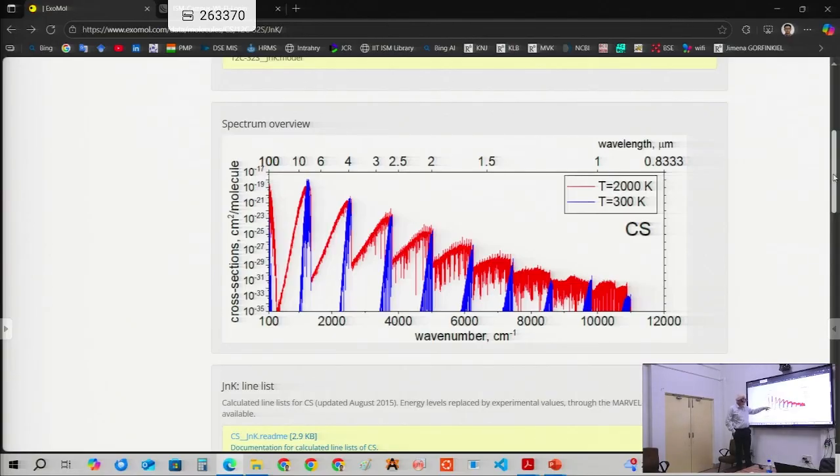So you can see here that at room temperature, 300 Kelvin, you get these rather sharp features. This is a log scale, a rather aggressive log scale. So they are dropping by an order of magnitude for each of these vibrational overtones. So we've got the rotational spectrum, vibrational fundamental, first overtone, second overtone, third overtone, fourth overtone.